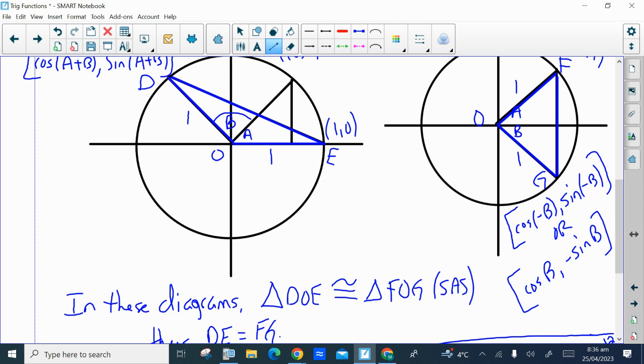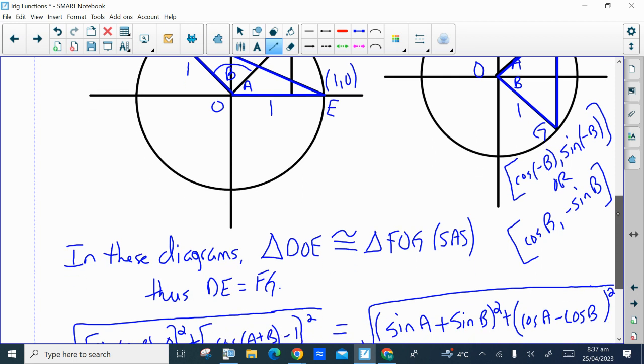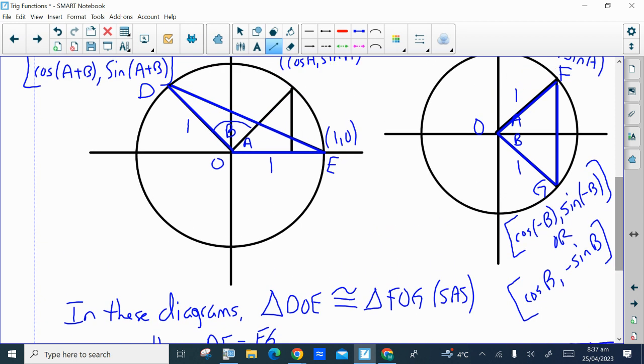So these are similar triangles. They're actually congruent triangles. Similar triangles have the same shape but different size. These triangles are congruent. They have the same shape and the same size because the two sides between the angle are both 1 unit long, and the angle between them in both cases is A plus B. The only thing that's different is they're drawn in different quadrants. So in these diagrams, triangle DOE is congruent to triangle FOG, and in brackets it says SAS. That's called the side-angle-side postulate.